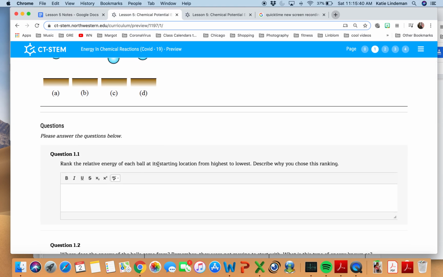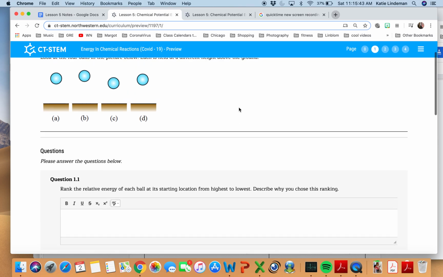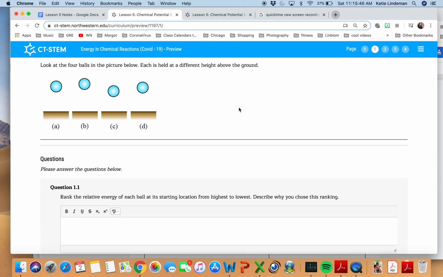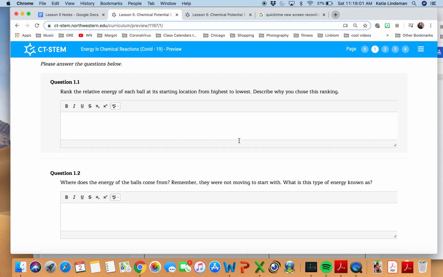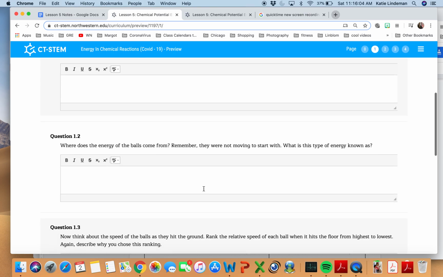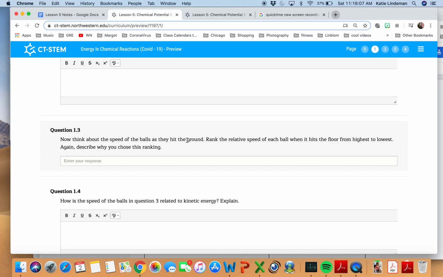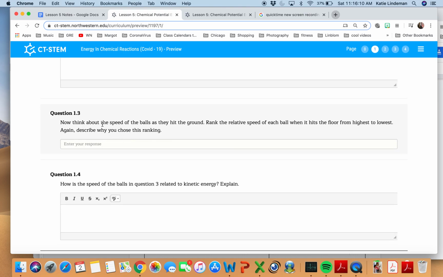Rank the relative energy of each ball at its starting location from highest to lowest. The important thing here is that you're recognizing who has the highest energy and who has the lowest energy, okay? And describe why. The A and D that look like they're the same, as long as those are in the middle, we're good. So then you're asked to think about, who has the most energy? Where does this energy come from? And then also try to think about what the speed of the balls is as they hit the ground. Now, I know that we have not talked about the physics related to this situation. Really just try your best here, okay?